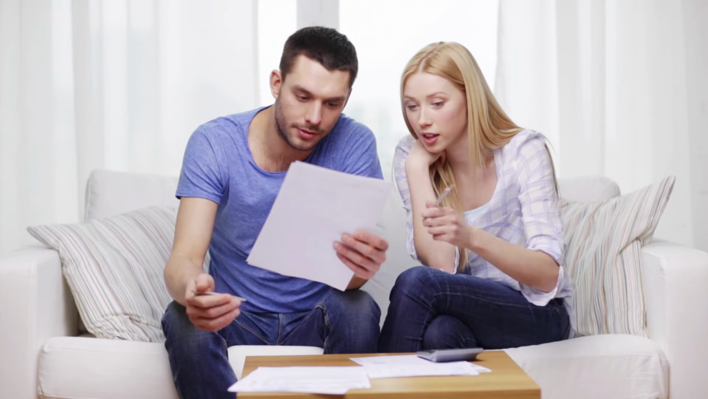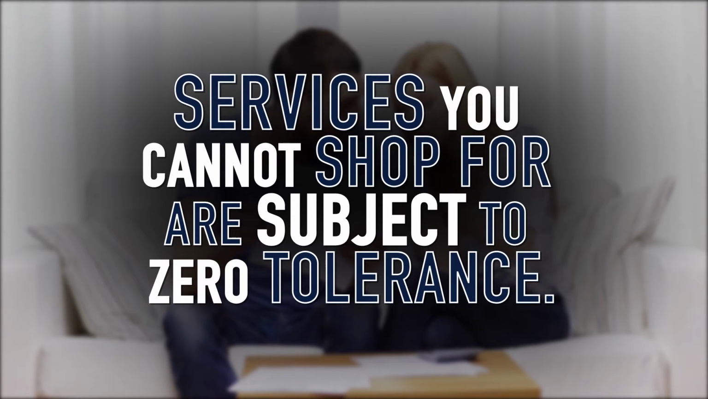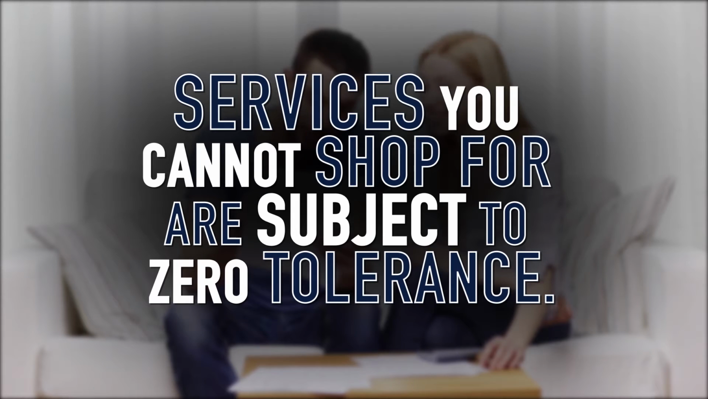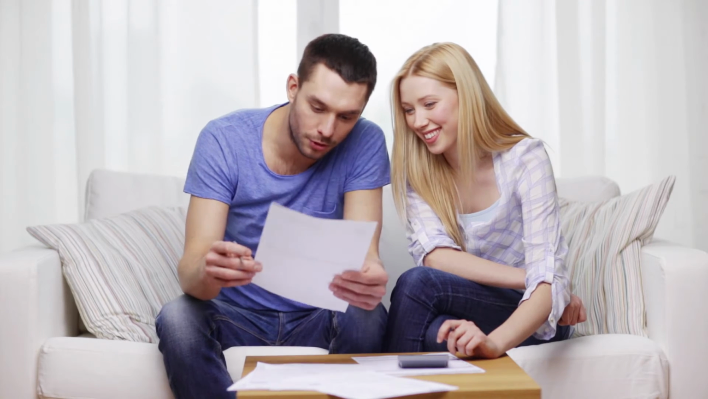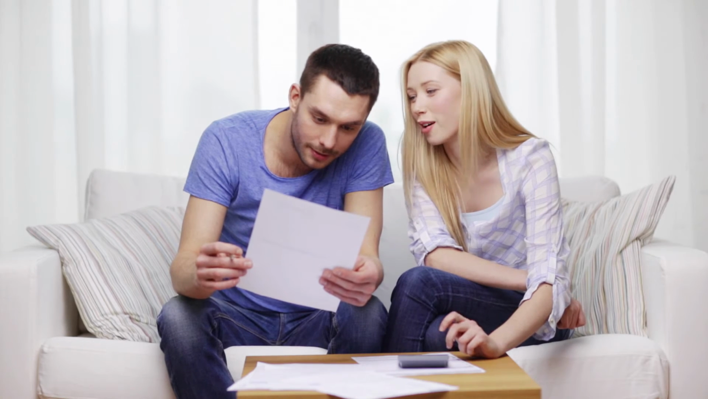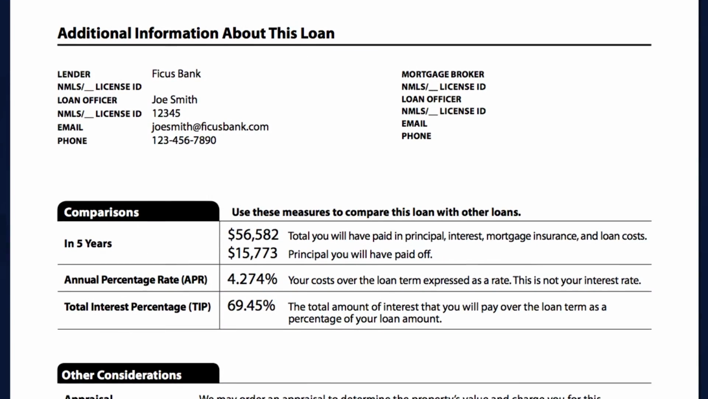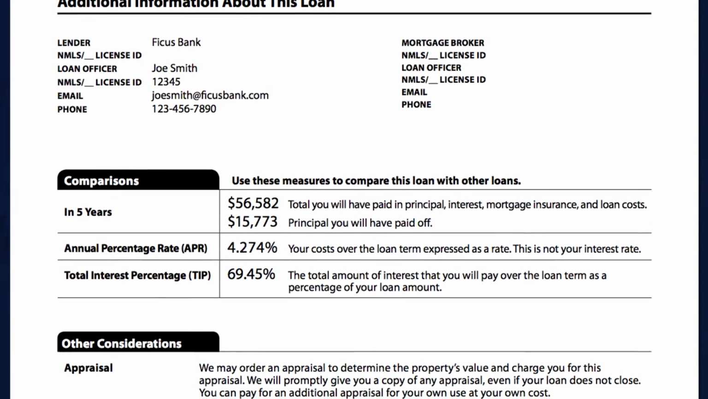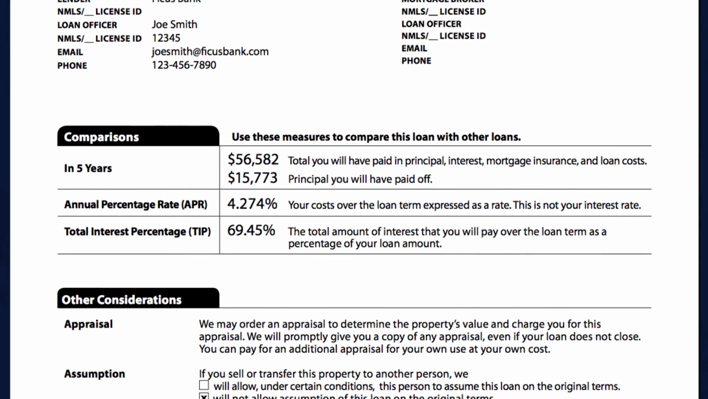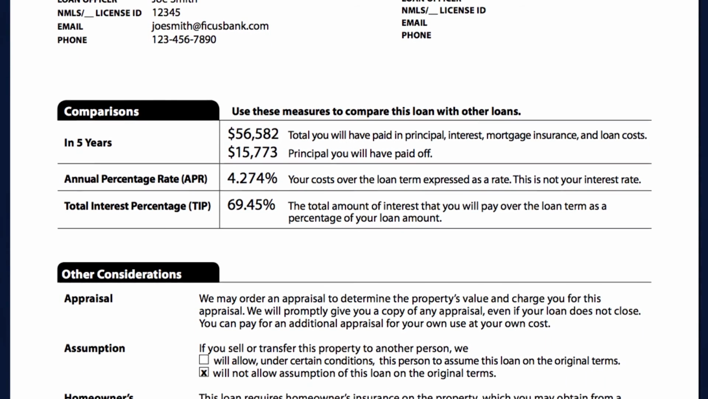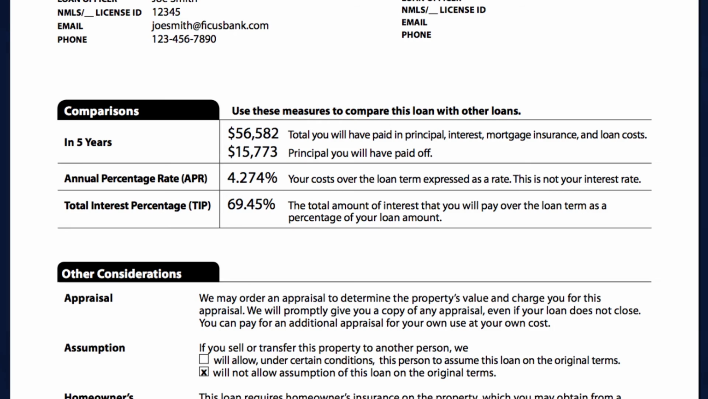Another important difference to point out on this page is that services you cannot shop for will now be subject to zero tolerance, where in the past these charges fell into the 10% tolerance category. On the 3rd page, you'll find the loan officer's contact and license information, followed by a cost comparison of 5 years total costs, the APR, and total interest percentage, or TIP.